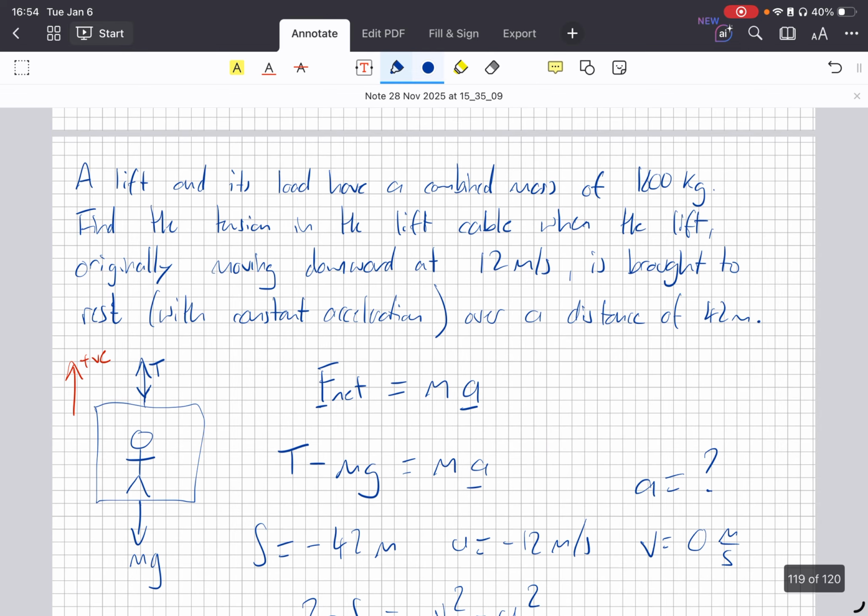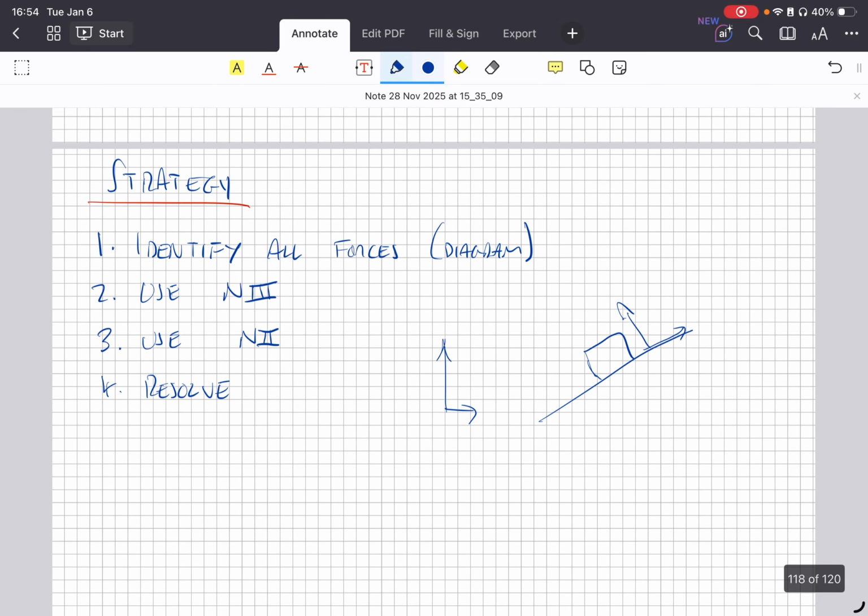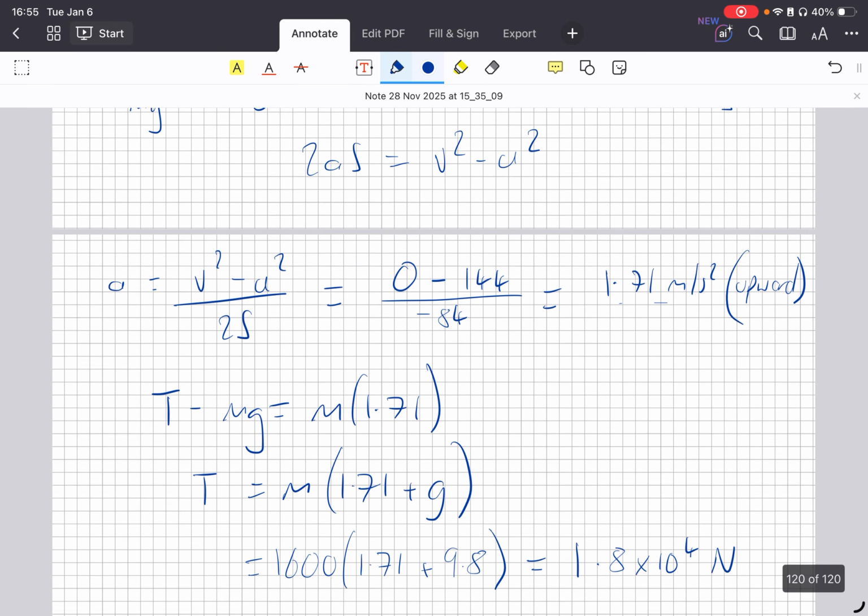That's the tension we were asked to find. So we've used our strategy. We, of course, don't need to use this fourth step because we've got motion in just one dimension, but we've used our strategy to answer the question.